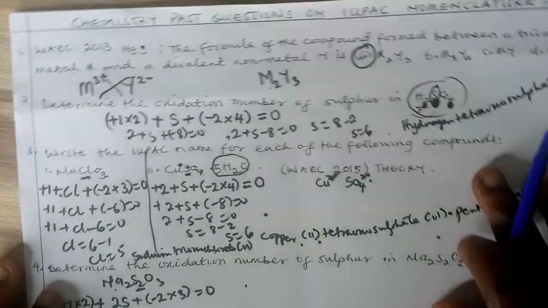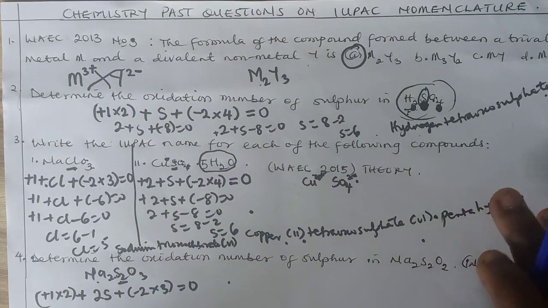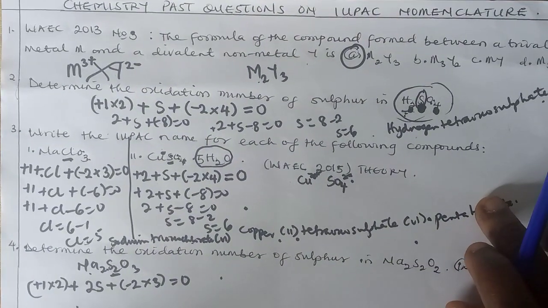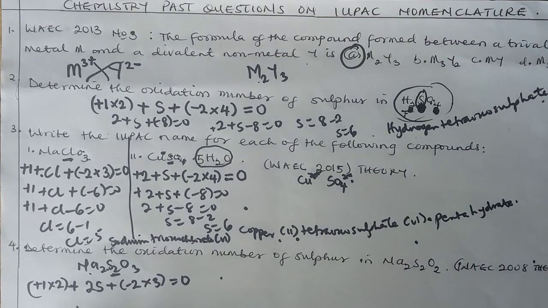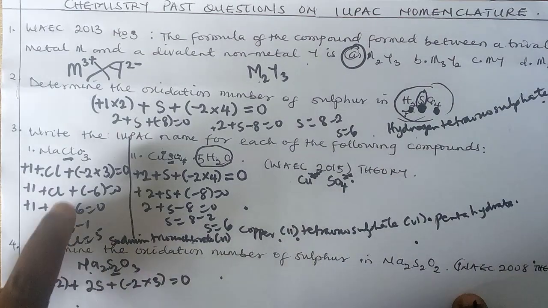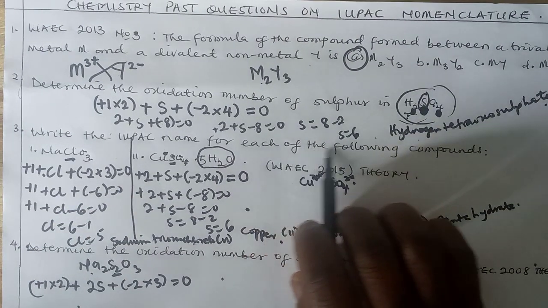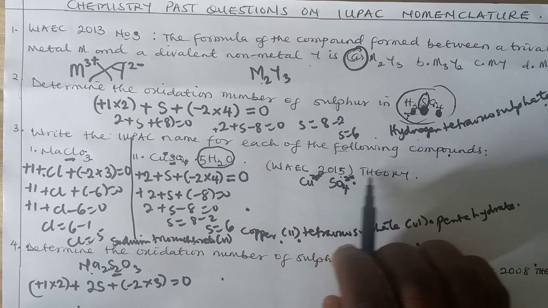Now that leads us to how to name compounds using WAEC past questions. I'm going to quickly explain how to name a compound. This is done by targeting the oxidation number first. You need to work out the oxidation number of the central element in the compound before you can name the compound. I'm going to start with this example. Write the IUPAC name for each of the following compounds. This is WAEC 2015 theory.